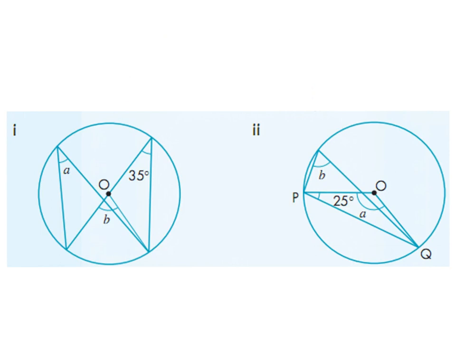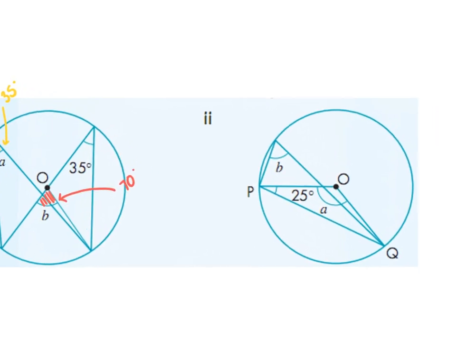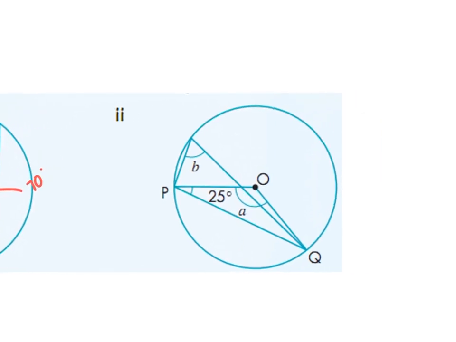Okay, so we're starting to get to exam questions now that they might incorporate a few of the rules. So the first one, we've got angles in the same segment are equal, so A is 35, and then the rule that angles at the centre are double the circumference, so we know that B is double 35, so it's 70. The second one, we've got an isosceles triangle, so we know that the other angle is 25.